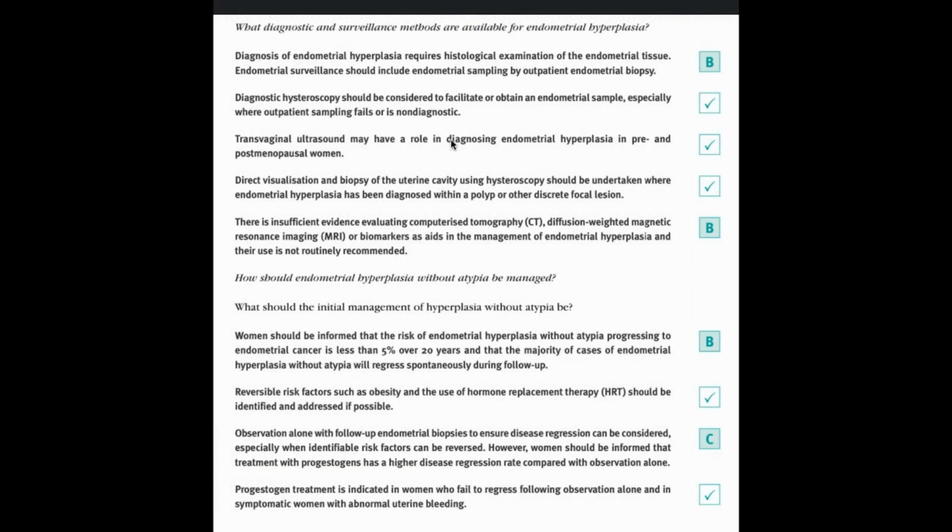Okay, so it's mentioned here, so we'll just read it out together just to recap the applied clinical knowledge and see how we can explain that to the patient and what amount of information we're going to extract from here to explain to the patient, okay? So what diagnostic and surveillance methods are available for endometrial hyperplasia? Diagnosing endometrial hyperplasia requires histological examination of the endometrial tissue. Endometrial surveillance should include endometrial sampling by outpatient endometrial biopsy. And diagnostic hysteroscopy should be considered to facilitate obtaining an endometrial sample, especially where outpatient sampling fails or is non-diagnostic.